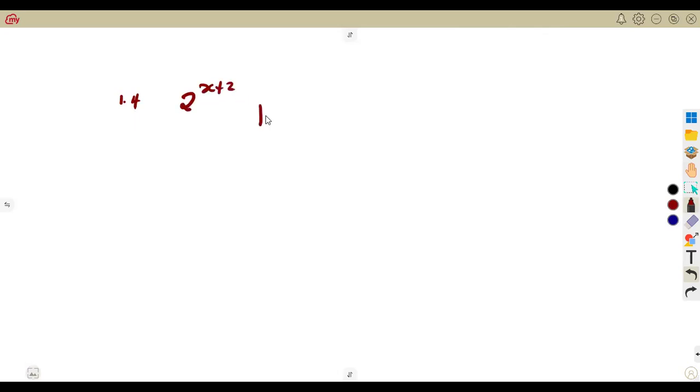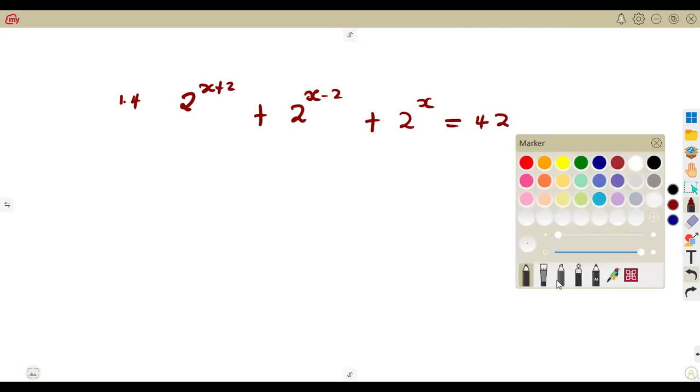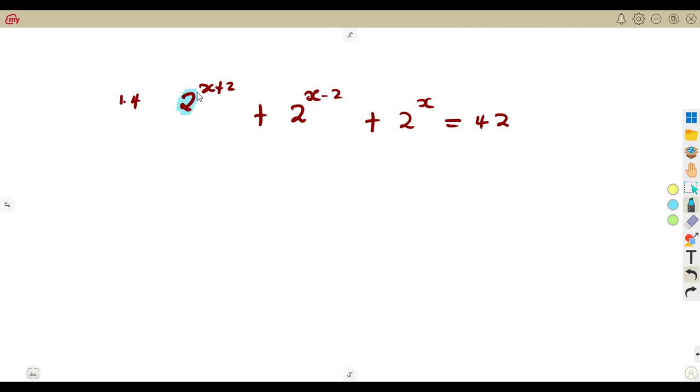It was 2 to the exponent of x plus 2, plus 2 to the exponent of x minus 2, plus 2 to the exponent of x, which is equal to 42. So I referred to this type of equation when we are given 2 to the exponent of x, or maybe 3 to the exponent of x, whatever you're given, but it is something that is common throughout. You just need to factor out that 2 to the exponent of x. It is common here, in all three terms.